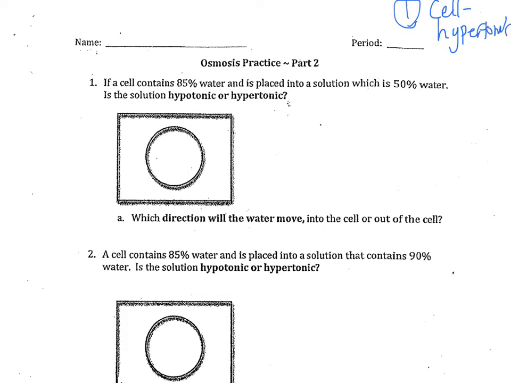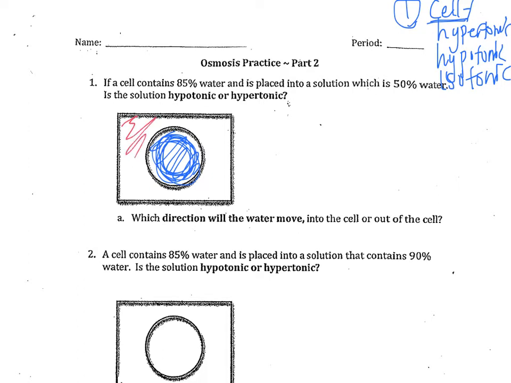hypertonic, hypotonic, or isotonic? Okay. And you can say the cell, or sometimes we're going to ask, is the solution? So if we're looking at this particular first problem, obviously if we're asking if the cell is hyper, hypo, or isotonic, we're referring to this shaded area in here. And if we're talking about is the environment hyper, hypo, or isotonic, we're referring to the environment out here. Okay, so that's important just to note as we go forward here.